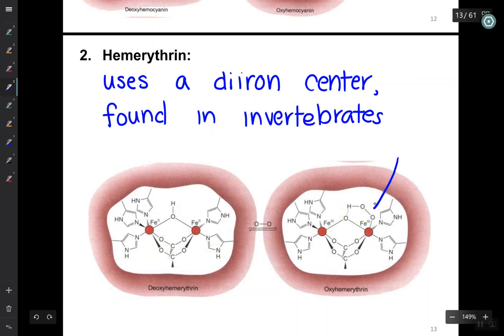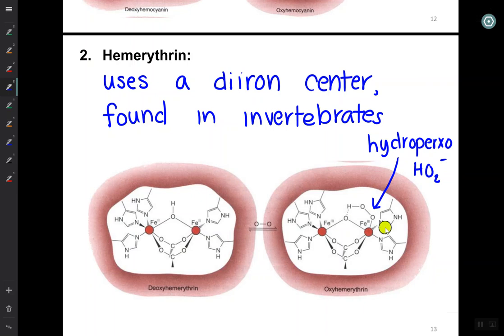In this case, it forms hydroperoxo. So that's HO2 minus. The hydrogen bonding interactions help to stabilize the structure so that it can be a reversible transporter.